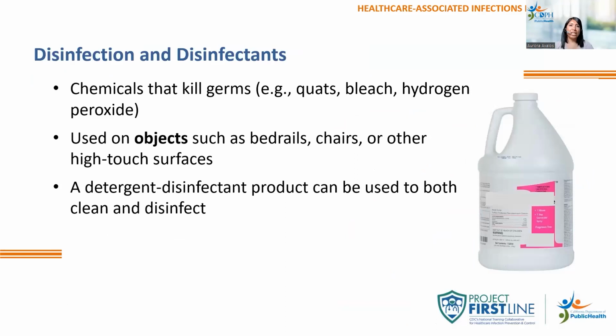Let's discuss disinfection and disinfectants. So disinfectants are chemical compounds that kill germs. Some examples include quats, bleach, hydrogen peroxide. Your choice of disinfectant depends on the germ that you are trying to kill and the area or room you are disinfecting. Disinfectants are applied to objects such as bed rails, chairs, and other high-touch surfaces. All organic material and soil must be removed first by a cleaning product before applying a disinfectant, unless you are using a combined detergent disinfectant product that can both clean and disinfect.